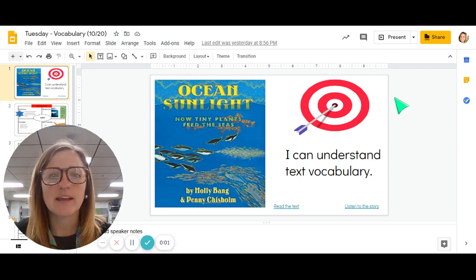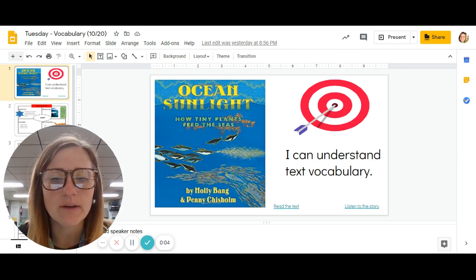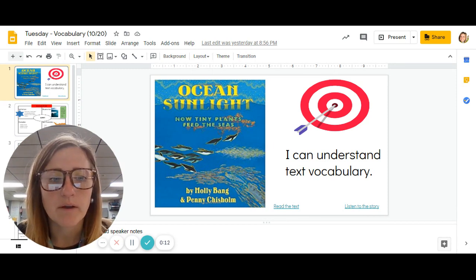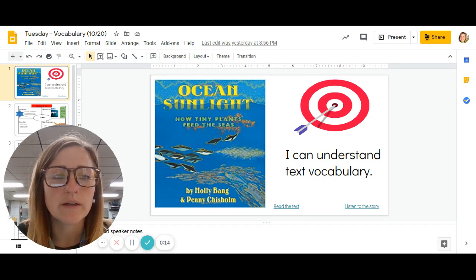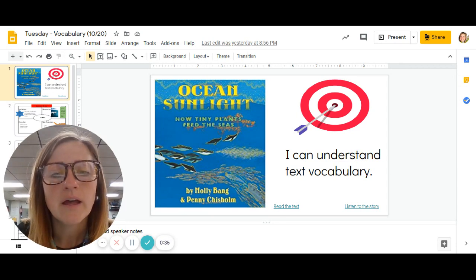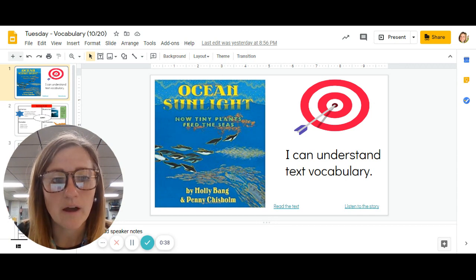Guys, today in ELA, we're going to focus on the vocabulary that can be found in ocean sunlight. As you remember, yesterday your job was to read the story for the first time and notice and wonder. But we added a step to our noticing and wondering yesterday, where we were also collecting a list of words that were unknown to us. And there were a couple of words in the story that are very special to this topic.